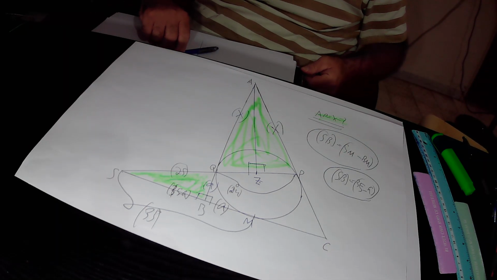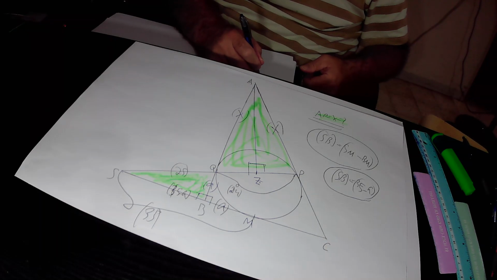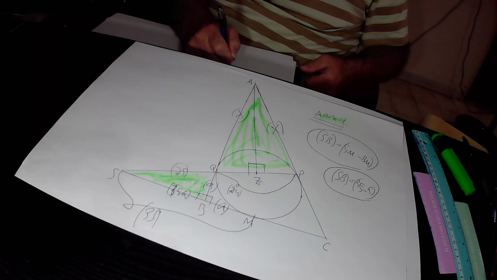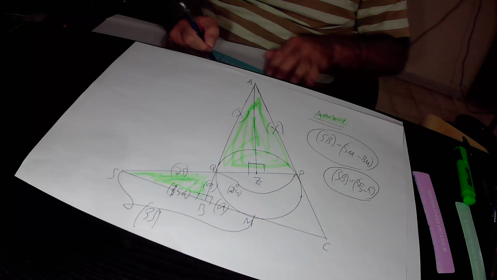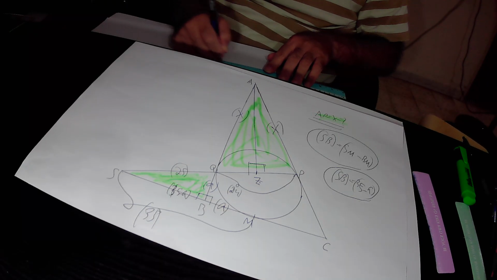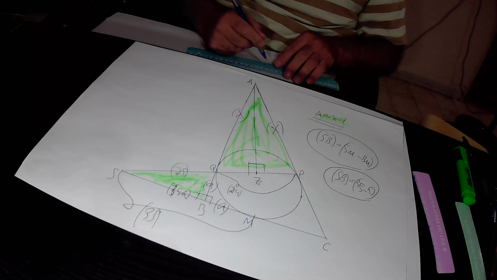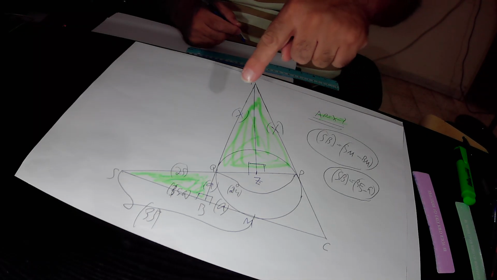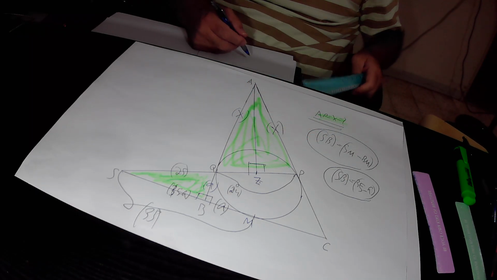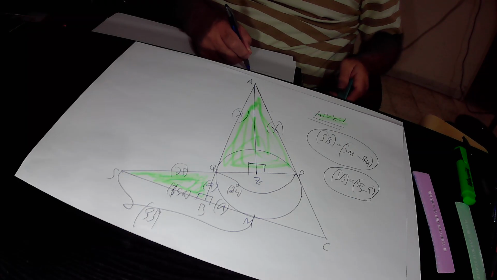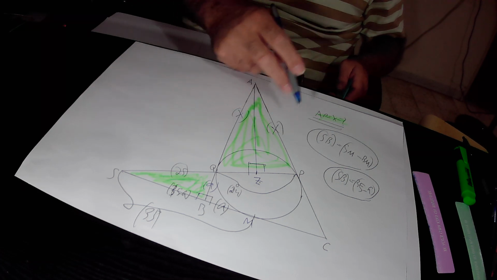So I'll write it down. In the isosceles triangle AQP, according to rule 21, the perpendicular AZ bisects the base QP. So the first half QZ, of course, equals the second half ZP. And each half equals QP over 2.